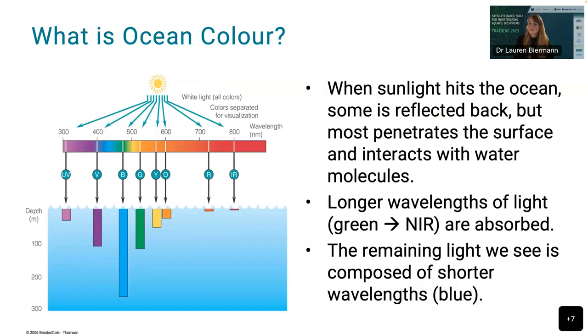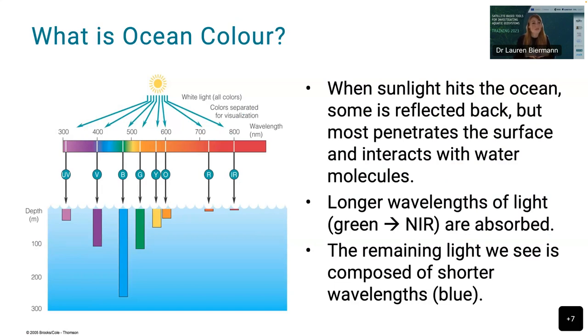Why ocean color? More specifically, what is ocean color? It is literally what it says. It is the color of water. When sunlight hits the ocean, some is reflected back, but most of it penetrates the surface and interacts with water molecules and whatever else is in the water. Now, if you've ever been lucky enough to go scuba diving, one trick that's really cool is you take down something red, and within a very short distance below the surface of the water, it turns brown.